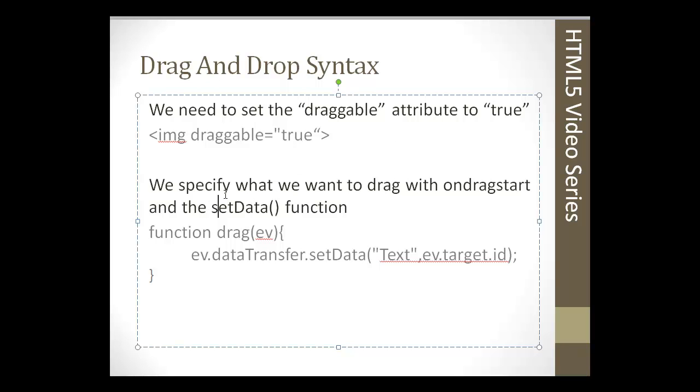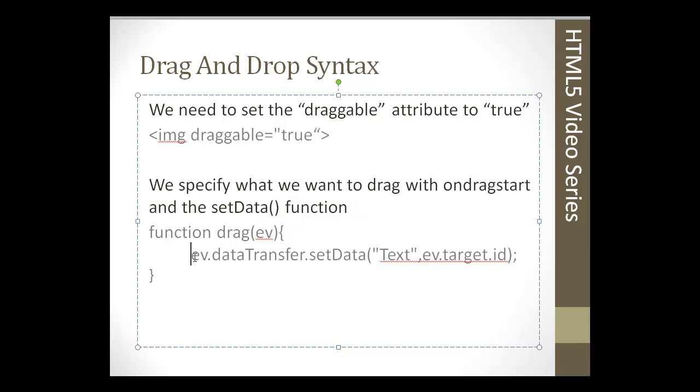Now what we have to do is specify what will happen when the element or the object or whatever you want to call it is dragged. Okay, and the onDragStart attribute calls a function, which is this function, drag event. Event is the parameter of the drag function. Okay, and that specifies what data to be dragged. If that makes sense.